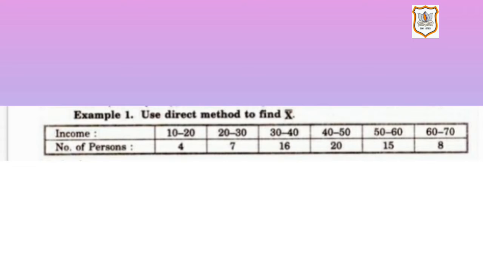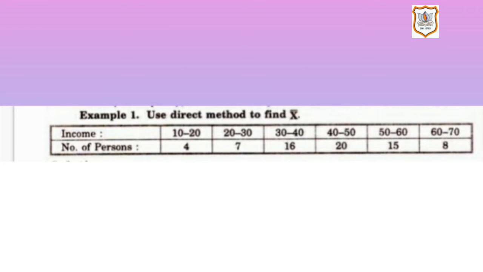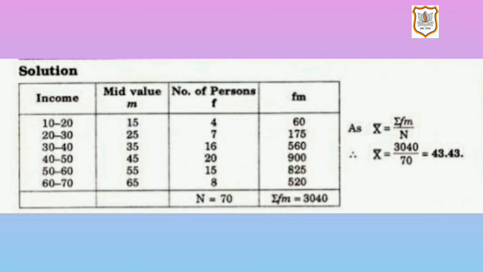Here in the class 10 to 20, lower limit is 10 and upper limit is 20. Adding both the limits and finding the average will give the mid values. So whenever we have to solve the sum with the help of direct method, we are going to find mid values. Like 10 plus 20 divided by 2 is equal to 15, 20 plus 30 divided by 2 is equal to 25. This way we are going to find the mid values of the rest of the classes. Let's have a look at the solution.